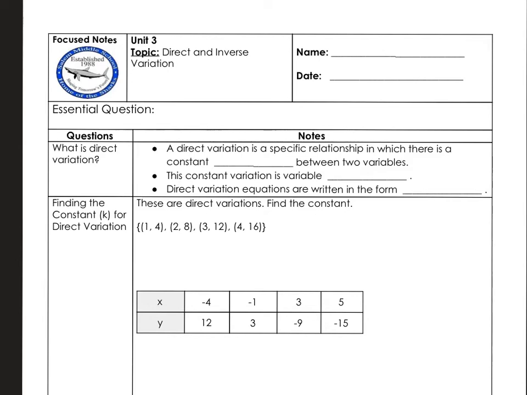So today our essential question is, what is direct and inverse variation? So these are talking about different relationships that we see on a graph.